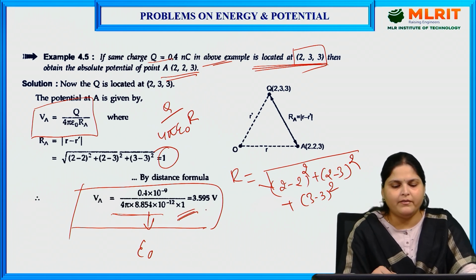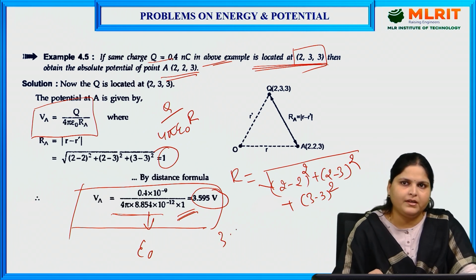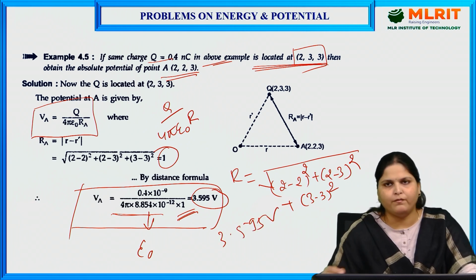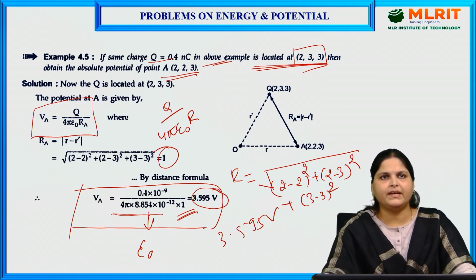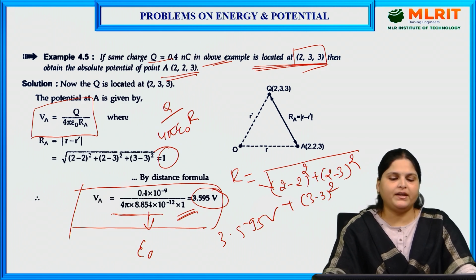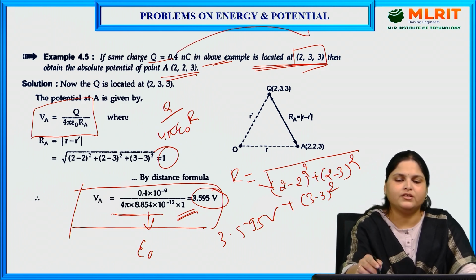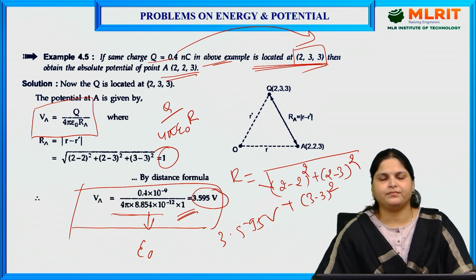So when we solve it, we get the answer 3.595 volts. This is the potential at point A when Q was at (2, 3, 3).